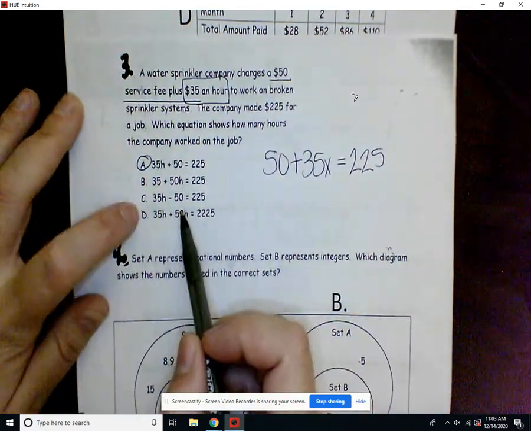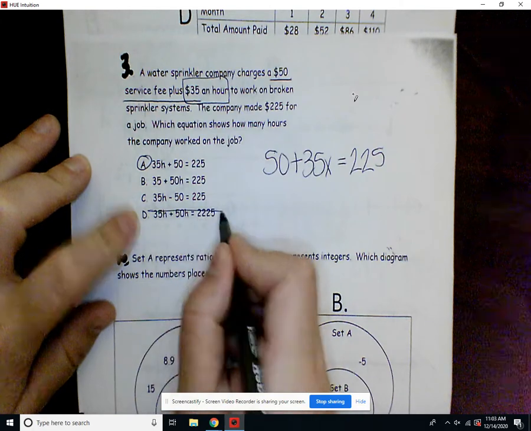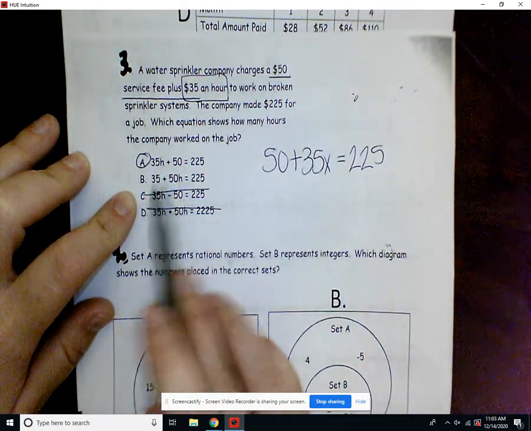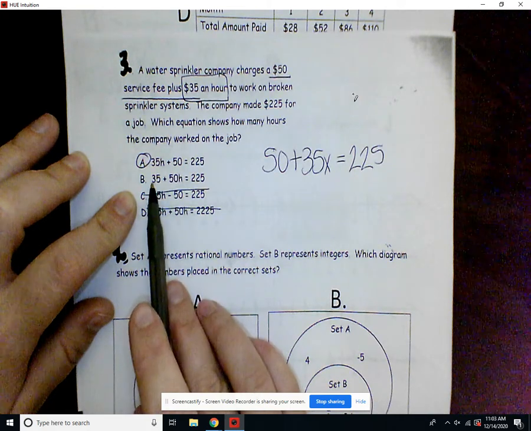Remember, there can only be one letter, so that's why D is wrong. The problem says plus, so the minus is wrong. And then between A and B, to decide which one X goes next to, that would be 35.